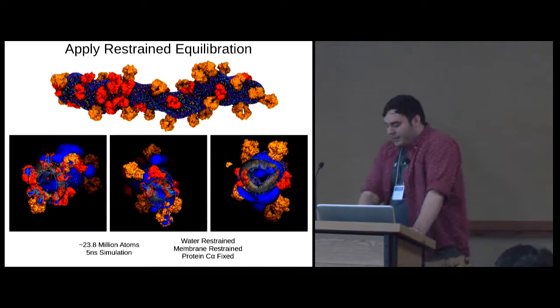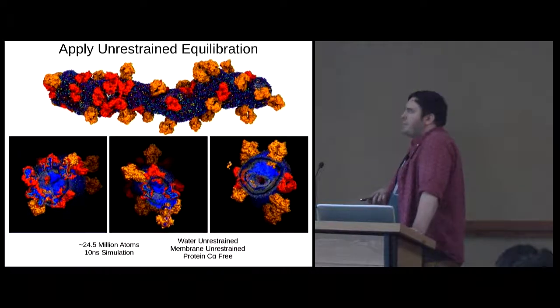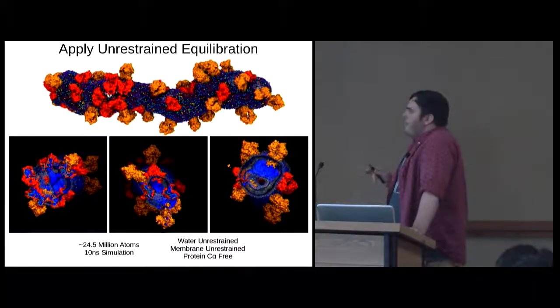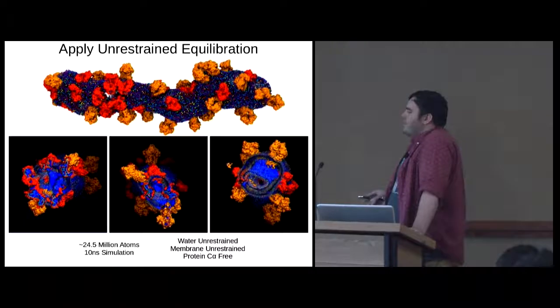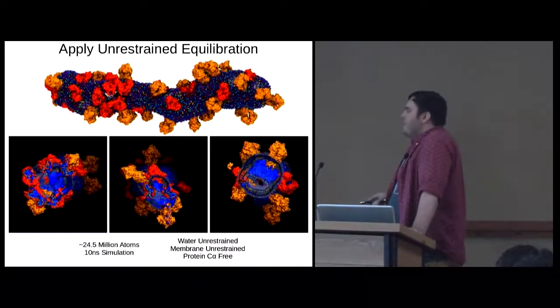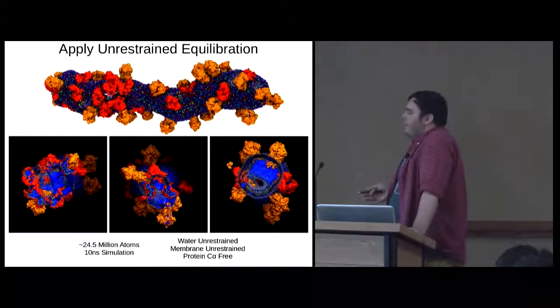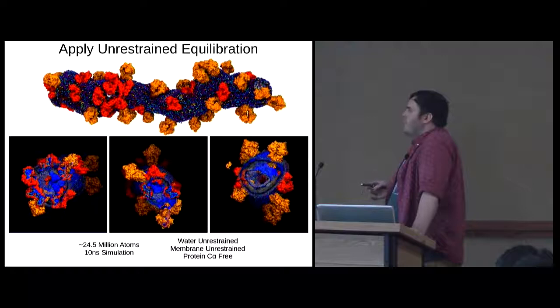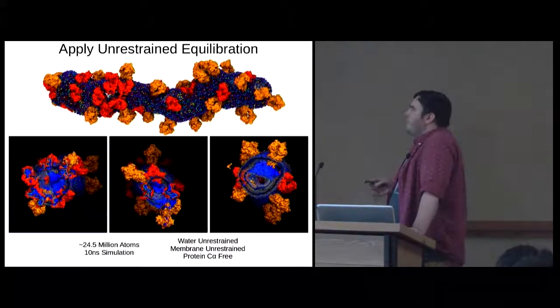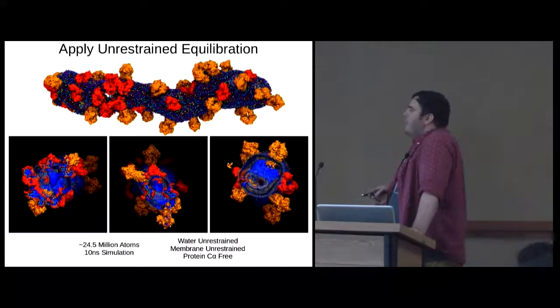So we corrected it, and then we were able to run an unrestrained equilibration of the system. Immediately upon running this simulation, so this is with the proteins, about 25 million atoms, ran the simulation for about 10 nanoseconds, we were able to see that there were a number of issues or modifications to the modeling protocol that we would need to make.